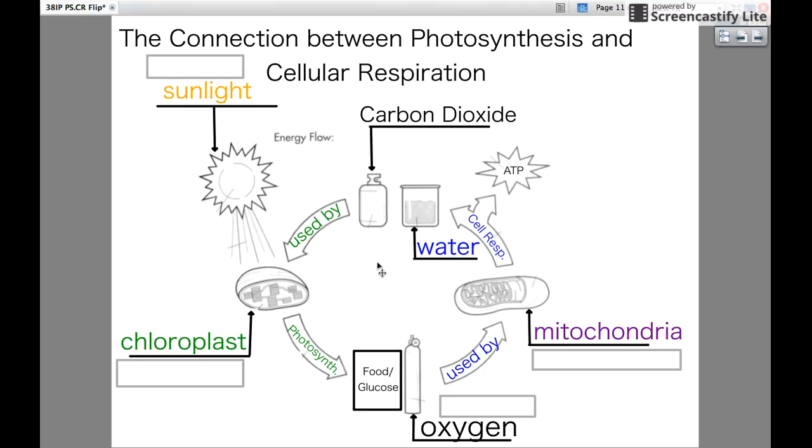So hopefully you see that the stuff made by one process is what's used in the other. And again, what's made by one gets used in the other.